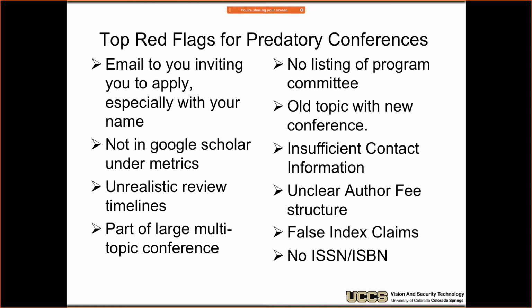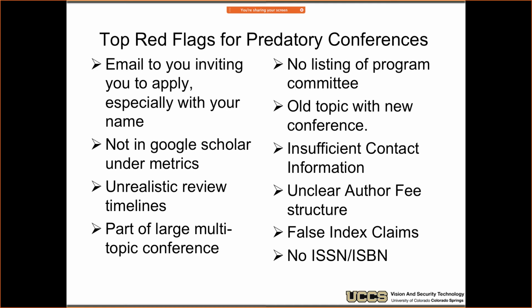Anybody who's got unrealistic review timelines, a conference that calls itself a conference as part of a large multi-topic conference, or sometimes World Congress on, right? So if you look at a conference, and there are 5 different CS fields in the conference, it's almost always a for-profit conference trying to maximize how many people can come and make money. If they don't list a program committee, if they don't list the people who are in charge of the academic quality of the papers, bad sign.